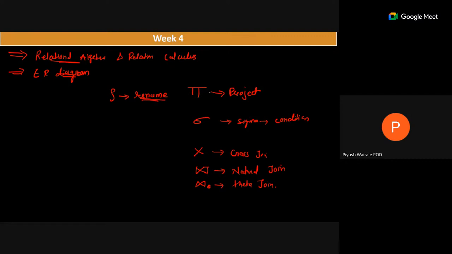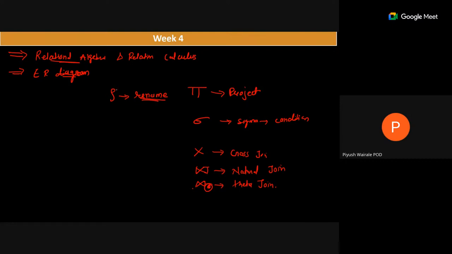Project is basically used for projecting a particular column. Sigma is used to apply a condition, like a where clause. Projection is equivalent to the select clause. Then cross join, natural join, theta join. Theta join is basically a natural join with a particular condition. Then we have the renaming operator, so we are using an alias for the table name. So yeah, we can use the rename operator.